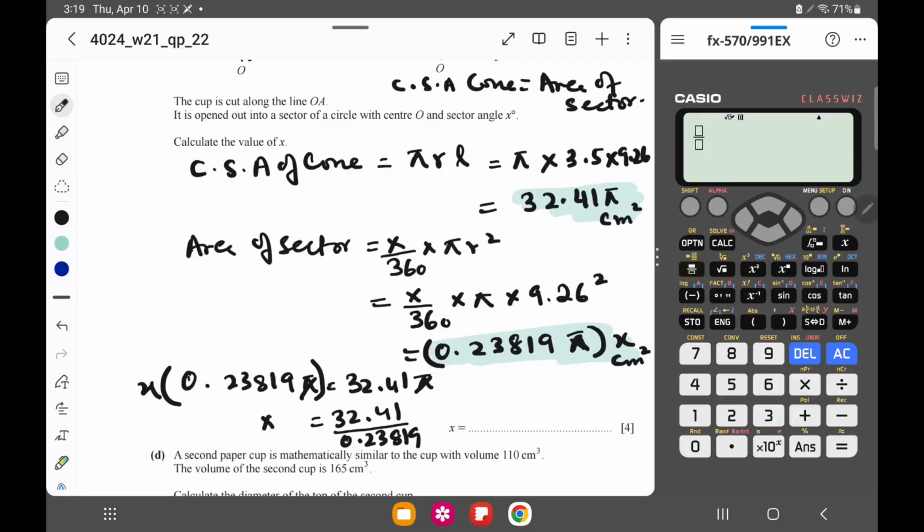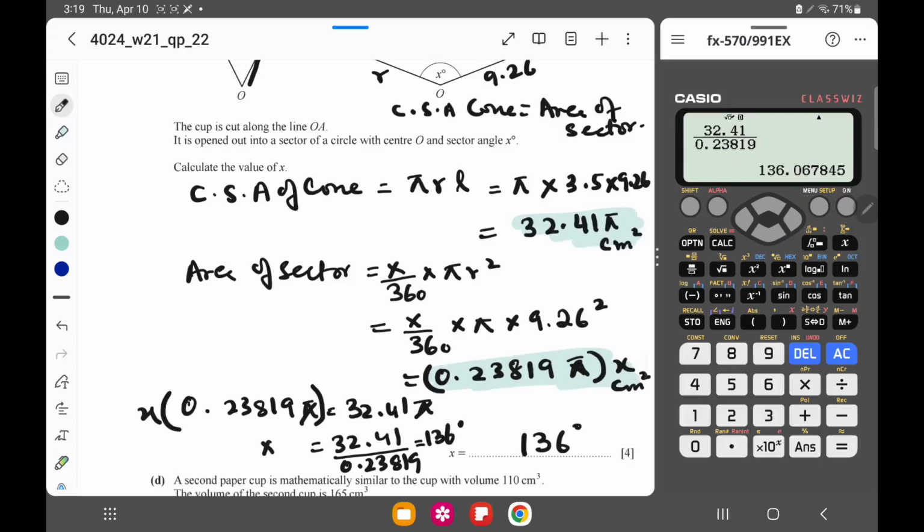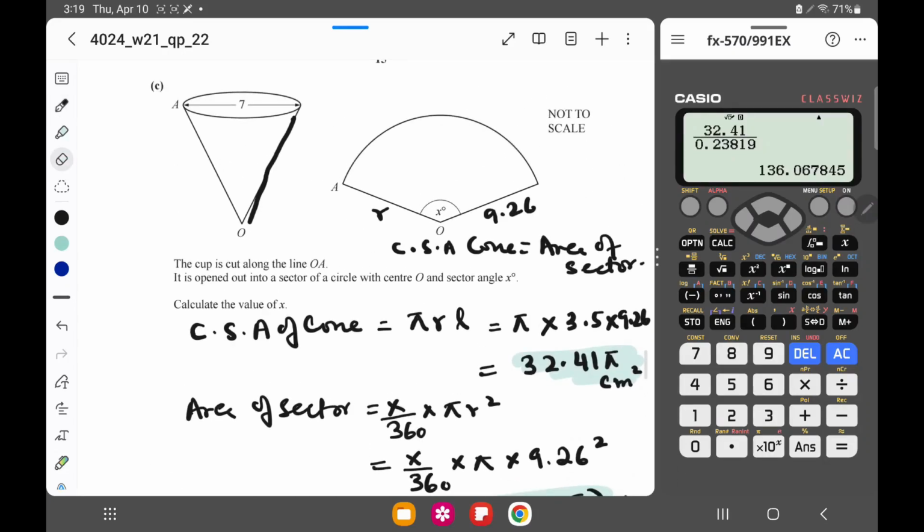So 32.41 divided by 0.23819 equals 136.0678, which is approximately 136 degrees. That was a 4-mark question. Remember, whenever you open a cone and it becomes a sector, the slant height L will be equal to the radius of the sector. And the curved surface area of the cone and the area of the sector will be equal.